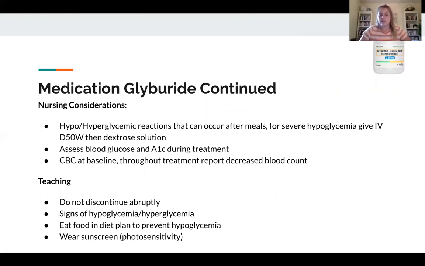And the nursing considerations are like metformin, so hypo and hyperglycemic reactions, and assess the blood glucose and A1C during treatment, get a CBC at baseline, and report decreased blood count. Teach the patient not to discontinue abruptly, the signs of hypo and hyperglycemia, to eat food in the diet plan to prevent hypoglycemia, and to wear sunscreen because it can cause photosensitivity.